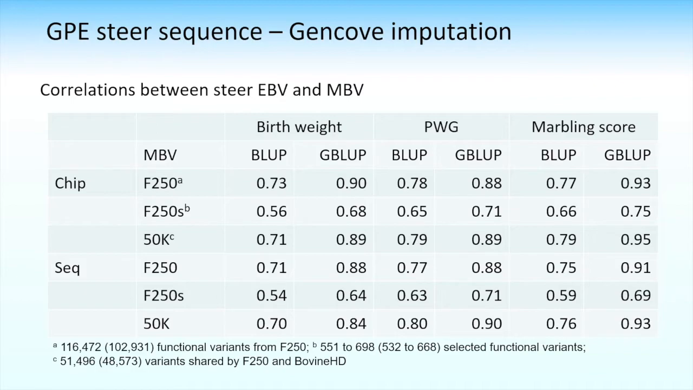Agreement between MBV predicted with these marker effects and the steers' GBLUP EBV were stronger than agreement with pedigree EBV. Agreement for the F250 and 50K were similar. The small F250 subsets explain less than the large marker sets, but still explain a substantial amount of variation in these traits. Agreement using the chip genotypes was a bit higher than agreement with imputed genotypes, which is probably because genotypes for some of the chip SNP were missing from imputed genotypes.